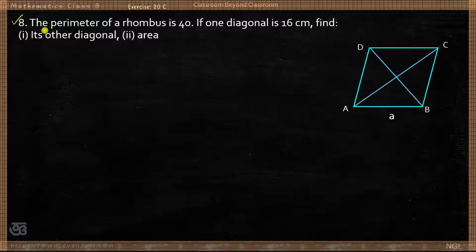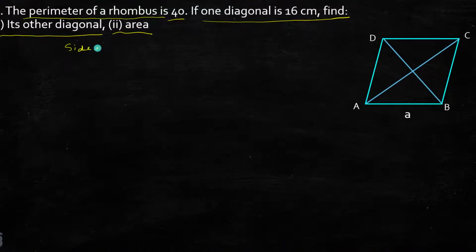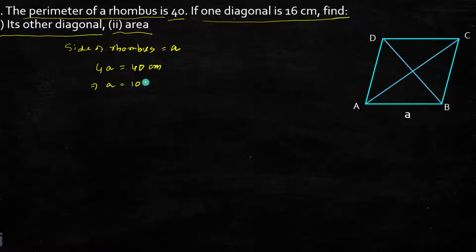Question number 8. The perimeter of a rhombus is 40 centimeter. If one diagonal is 16 centimeter, find its other diagonal and area. Suppose the side of the rhombus is equal to A, and it is given that the perimeter is equal to 40 centimeter. Therefore, A is equal to 10 centimeter.